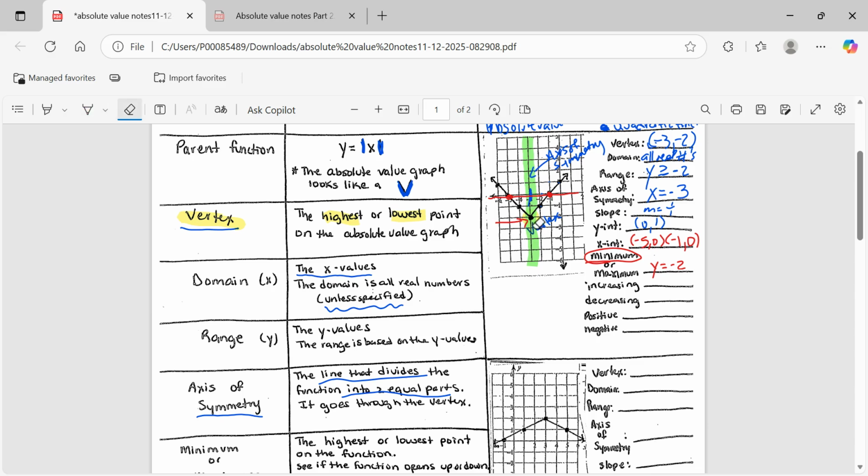If you have a highlighter, I'm going to recommend that you use a highlighter. I'm going to come here. I want to put my axis of symmetry back in here.